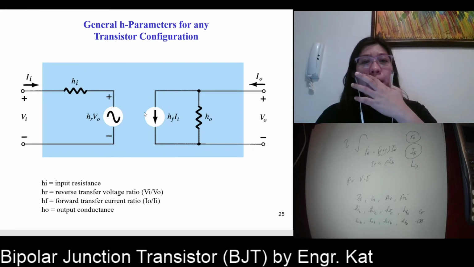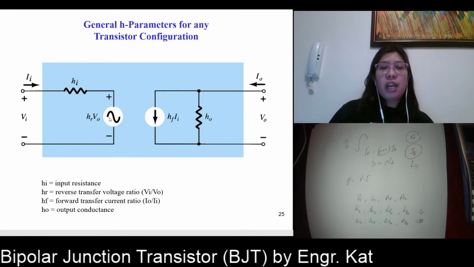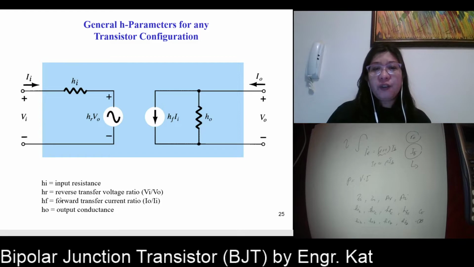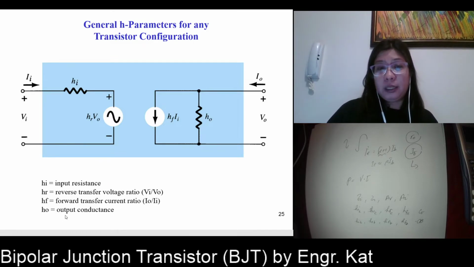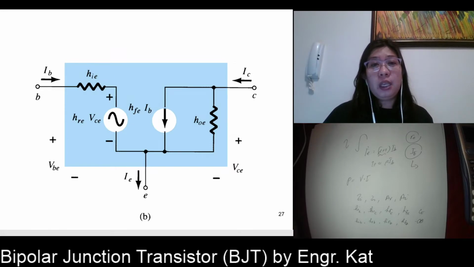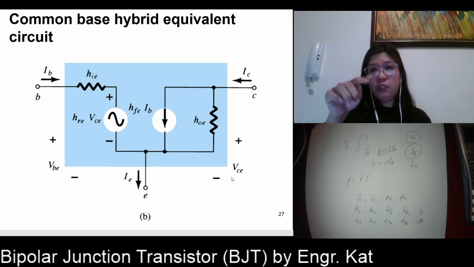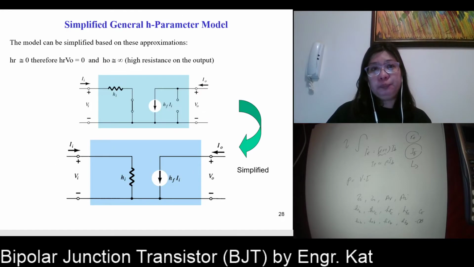So, the general H parameters for a transistor configuration: this is your HI, this is your HR and your VO, this is your HF and your current, and this is your HO. Your HI is an input resistance, HR is a reverse transfer voltage ratio, HF is a forward transfer current ratio, and HO is an output conductance. This is a common emitter hybrid equivalent circuit, and this is a common base hybrid equivalent circuit. All you have to do is replace the E subscript with B.